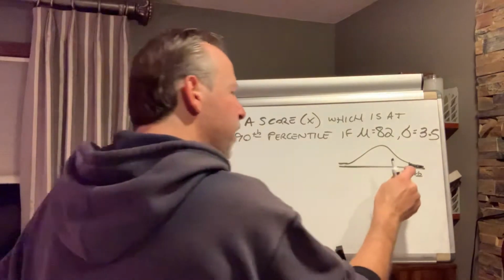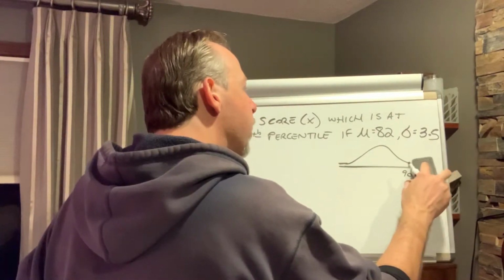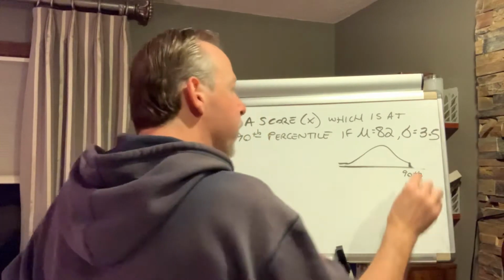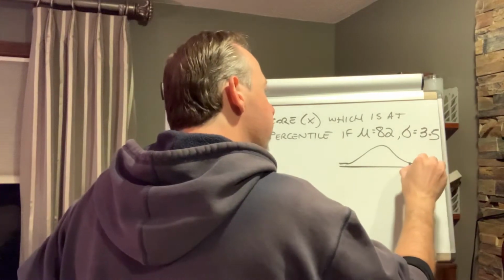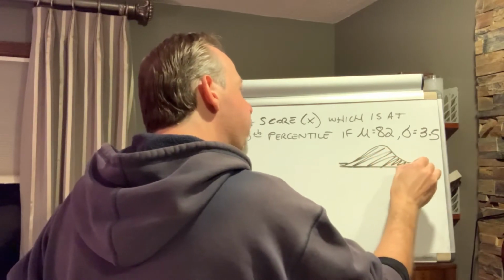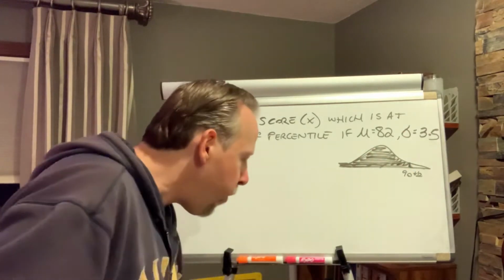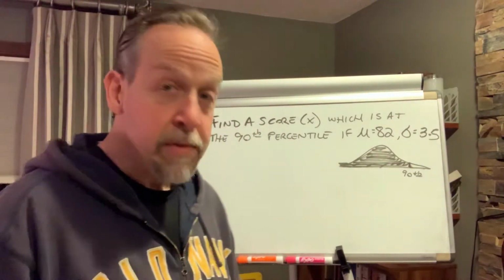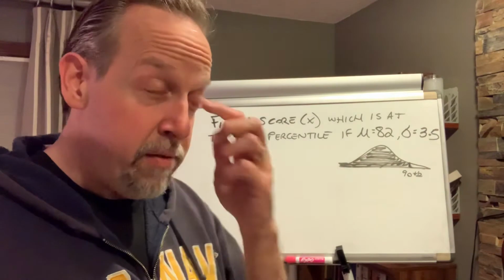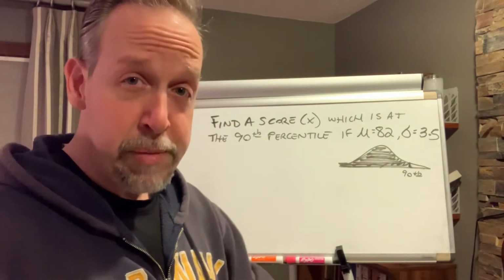Why did I just shade above? There was no need for that. It's got 90% of the area below it, and therefore also 10% above it. So the 90th percentile, basically we're looking for the z-score that corresponds to all that area. Why do I want the z-score? That's the first question. How do we find a value x such that 90% of the population lies below it?